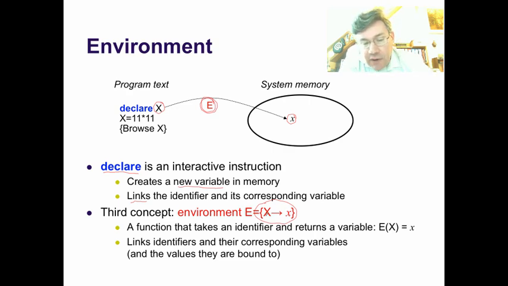So it's a set of pairs. Here we have one pair, which is identifier x going to variable little x, but there could be more, and we will see more in later examples. So it's in fact a function that takes the identifier, here x, and returns a variable. E of identifier x is equal to little x. So this environment will link the identifiers and their corresponding values. And now, in later examples, we'll see how programs calculate with environments, how different environments are calculated, because that's key to controlling the calculation that a program does.